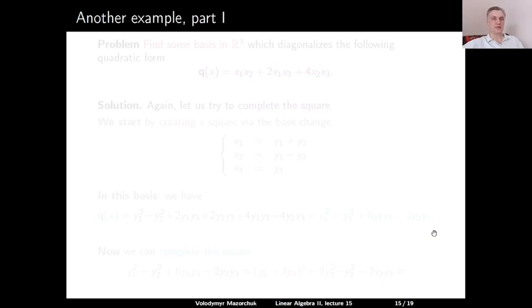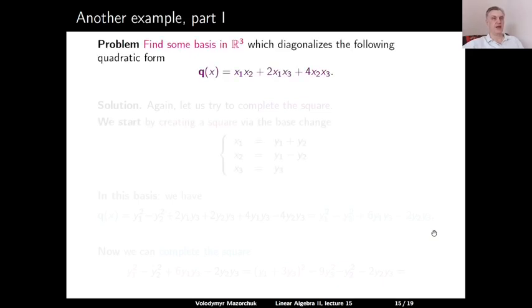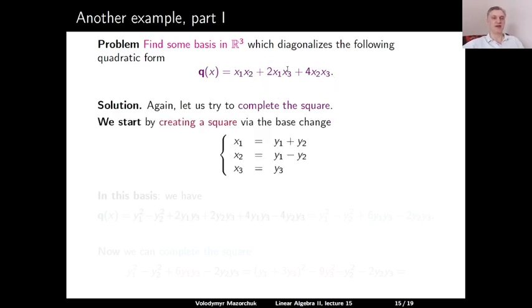Here's another example. Let's solve the following problem. Find some basis in R3 which diagonalizes the following quadratic form. Q of x is equal to x1 x2 plus 2x1 x3 plus 4x2 x3. Again, if we just need to diagonalize the form, the easiest way is to complete the square. The problem is that there are no squares here in the formula, so we need to start by creating some squares via the so-called hyperbolic choice of bases.